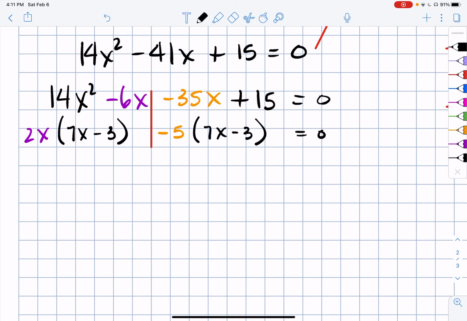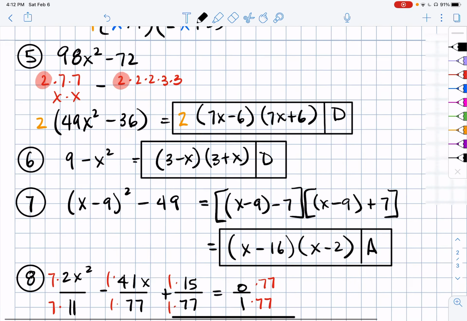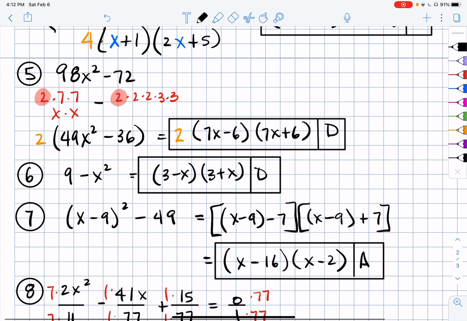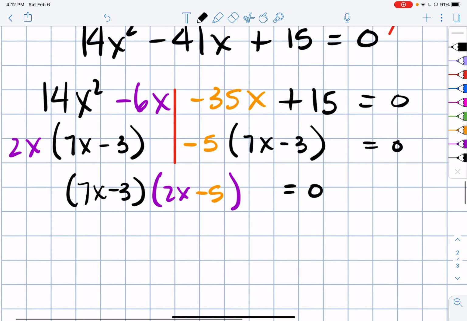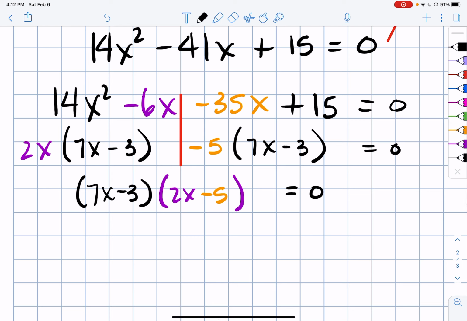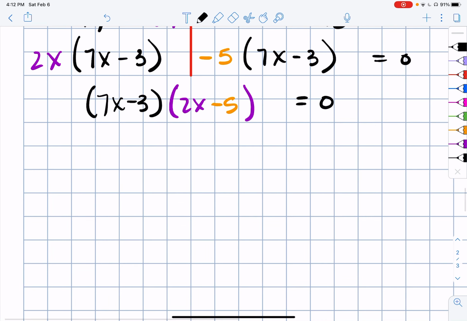All right, so what do I have in common? I got the 7x minus 3. What do I have left? I have the 2x minus 5 here, and then it's equal to 0. So the only difference between what I did up here with just factoring and these so-called quadratic equations, because now there's an equal sign, that's why it's called an equation, is that now I set each factor equal to 0. So it's just that one more step.